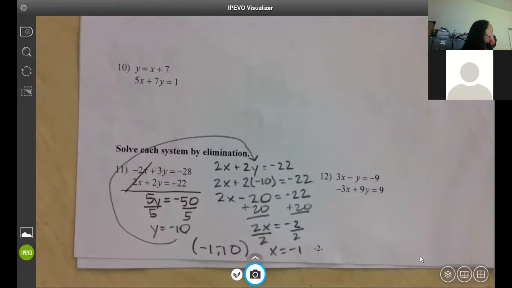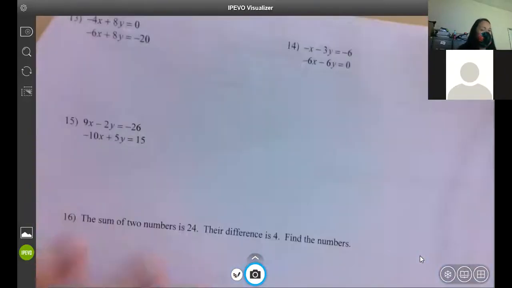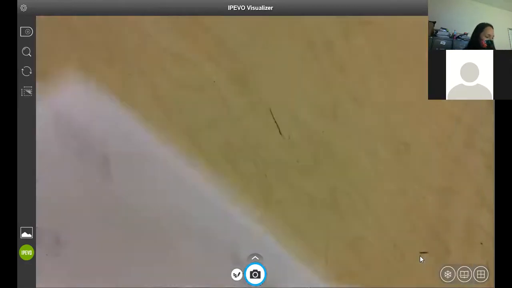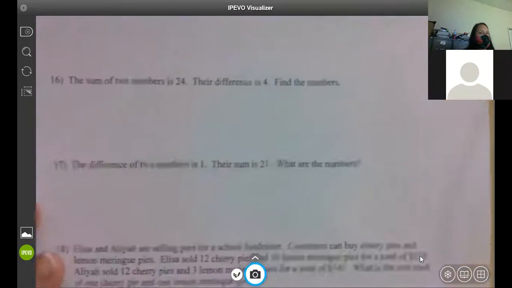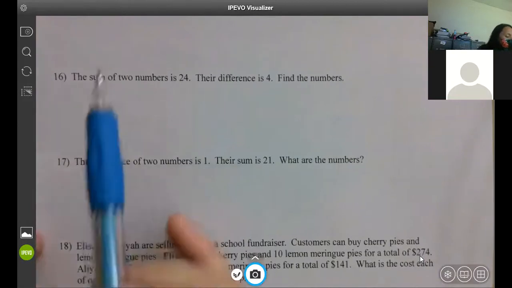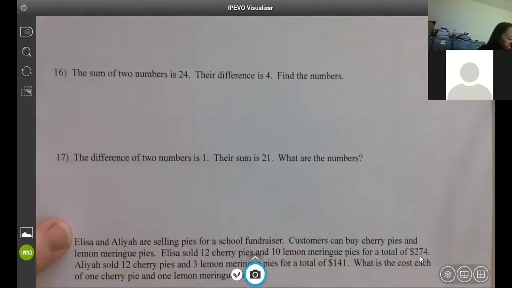Is everybody good? All right. We're going to flip it. 13, 14, and 15 you can do through Desmos. 16 through 20, I think, are word problems. All of them are word problems. As long as you can set it up, you can use Desmos. Okay? As long as you can set it up, you can use Desmos. So this one says the sum of two numbers is 24. How do I write that?